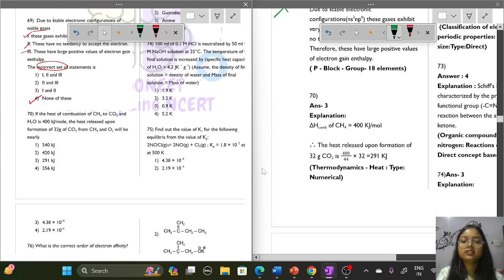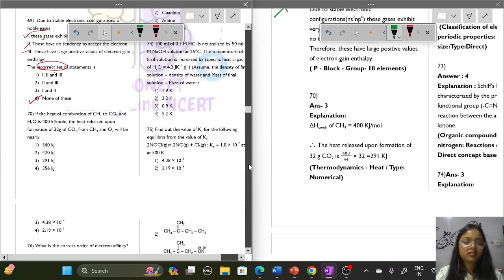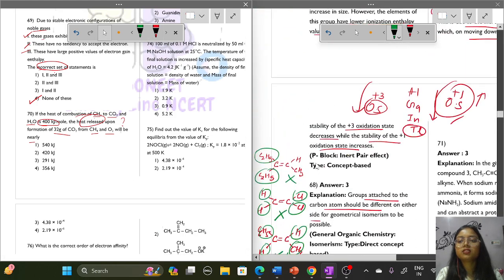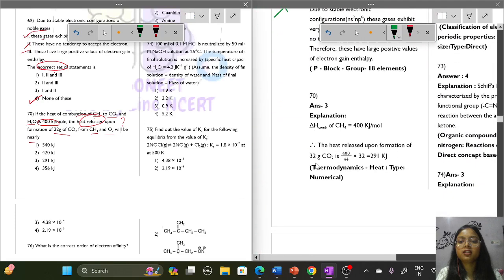Question number 70 says that if the heat of combustion of CH4 to CO2 and H2O is 400 kilojoule per mole, the heat released upon the formation of 32 gram of CO2 from CH4 and O2 will be nearly. So it is asked the heat released. We have to find the heat released. So let us first try to solve this question.